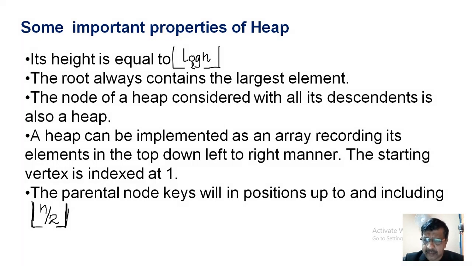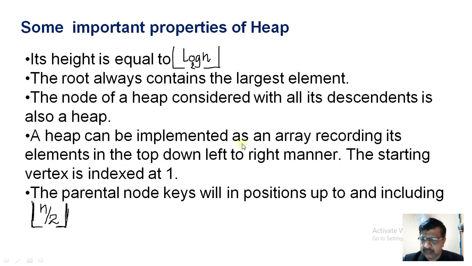There are some important properties of the heap which are usefully used in the heap sort technique. Its height is equal to log n, like any other binary tree. If there are 7 nodes, the height will be equal to 2, because it is the floor of log base 2 of n. The root always contains the largest element. Any node of a heap considered with all its descendants is also a heap.